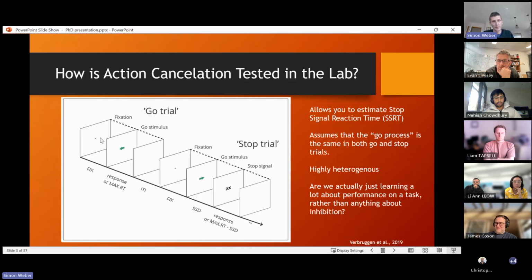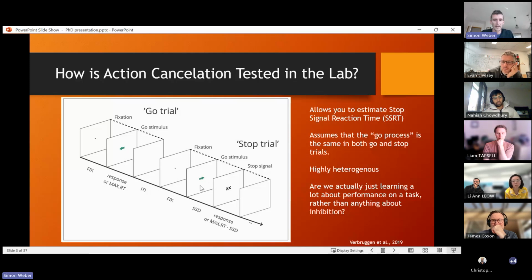Someone's sitting at a computer, they see a fixation of some description, and then a stimulus appears called the go stimulus. The example they've used here is an arrow, and this means that the person needs to press a button. This makes up the majority of the task. Someone's just sitting there, seeing things, pressing buttons. But then randomly mixed in amongst these go trials are stop trials. This is usually 25 to 33% of the trials.